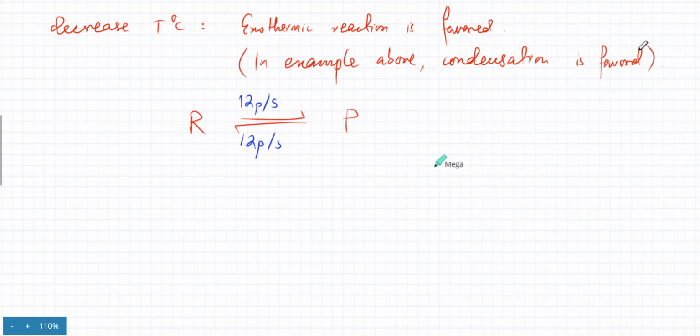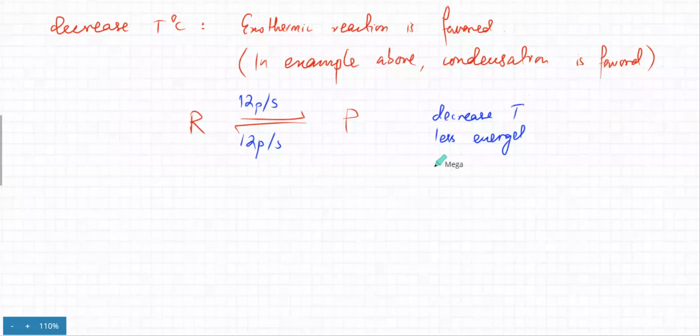Now, the reason I'm stressing using the word favored instead of mentioning the speed is that in O levels you studied that if you decrease temperature, then particles become less energetic. So you have less energetic particles.